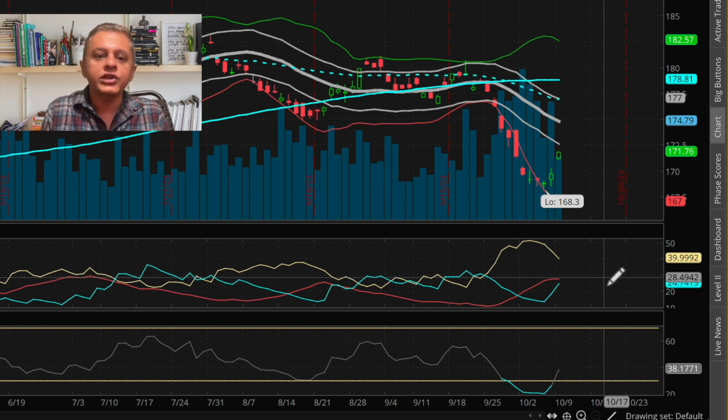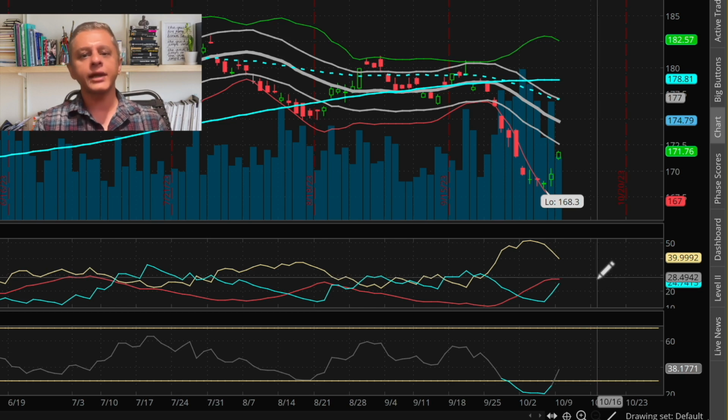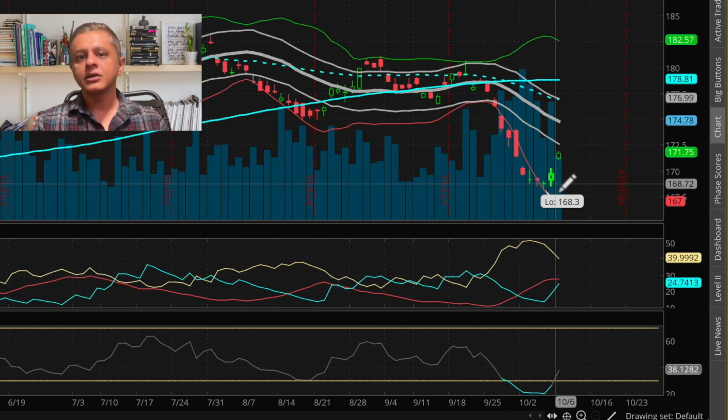This is a textbookish setup where RSI just came out of oversold, DI minus is changing direction, and DI plus is also changing direction. So every indicator that I'm using is confirming that this stock is about to change its trend.